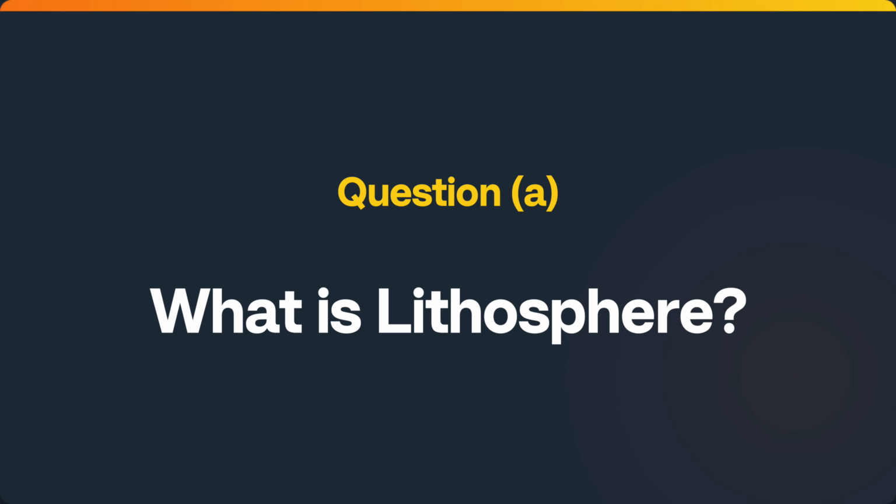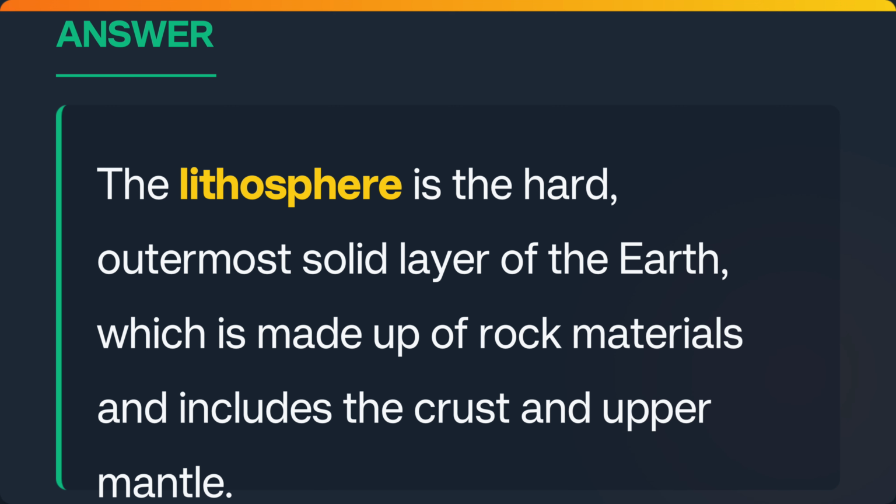Question A, what is lithosphere? Let's see what the answer says. Answer. The lithosphere is the hard, outermost solid layer of the Earth, which is made up of rock materials and includes the crust and upper mantle. Now that we have understood the lithosphere, let's move on to the next question.